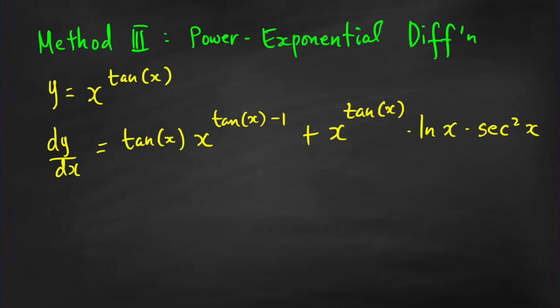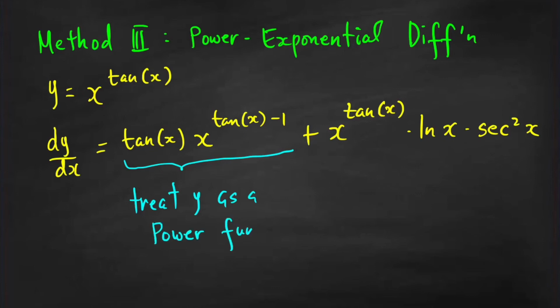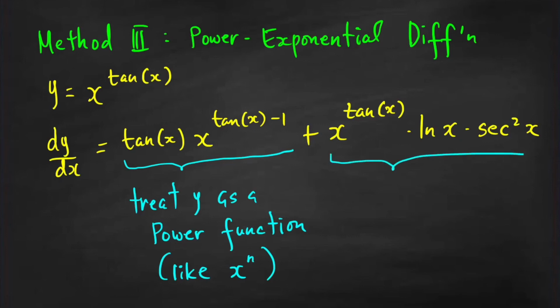To get this first term here, just treat the y as a power function, like x raised to n. So the power is constant and the base is x in this case. So treat tangent x as a constant. So when you take its derivative, you bring down the power and subtract 1 from the power. It is just the ordinary power rule. Now, how did I get the second term?